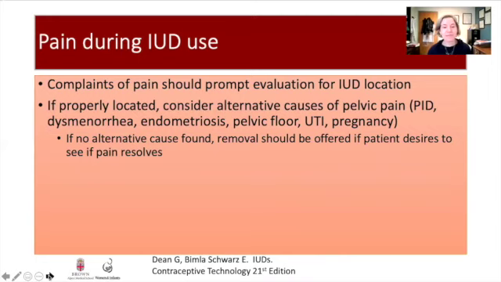Certainly, complaints of pain with IUD use should prompt evaluation for IUD location, as this may be a sign of partial or complete expulsion, or more rarely, a perforation. Assuming the IUD is properly located, one can consider alternative causes of pain, but also honor patients' requests for IUD removal if they so desire. Next slide.